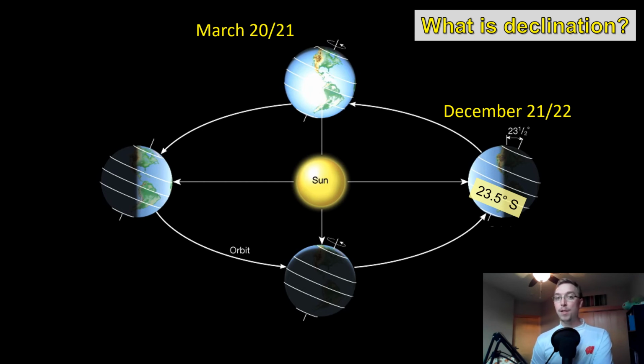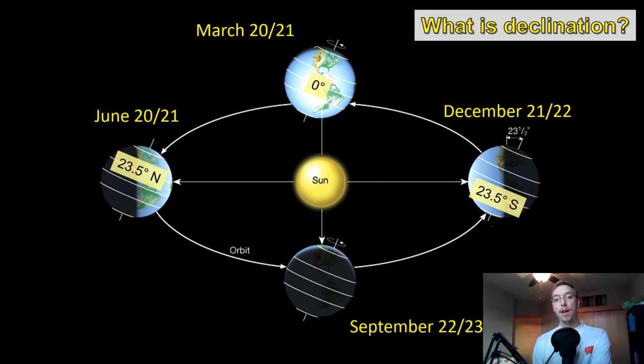Take a second to pause if you need to. At the equator. During the June solstice, 21st to 22nd of June, 23.5 degrees north latitude. And during the September equinox, 22nd to 23rd of September, 0.